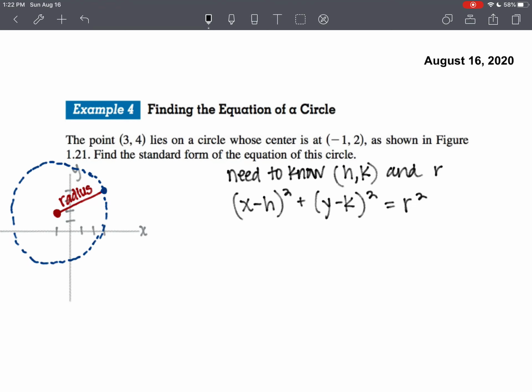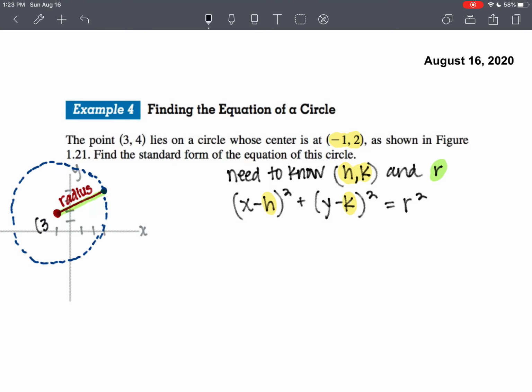Well, we know what (h, k) is. (h, k) is right here. It's (-1, 2). So we'll be able to fill in those values right there. But we need to know what r is. How are we going to figure out what r is? What's that length r?